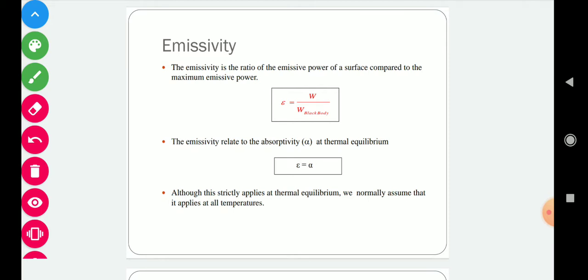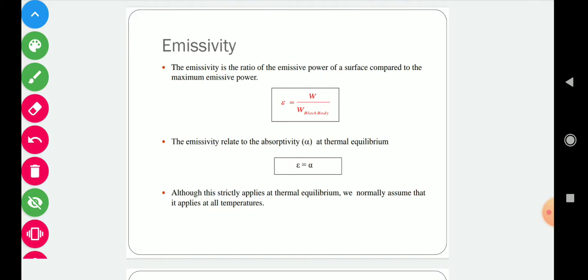First is the emissivity. This emissivity is the ratio of the emissive power of a surface compared to the maximum emissive power. It is denoted by epsilon, and it is the ratio of W upon W black body. W indicates the total emissive power of a real body divided by the total emissive power of a black body.